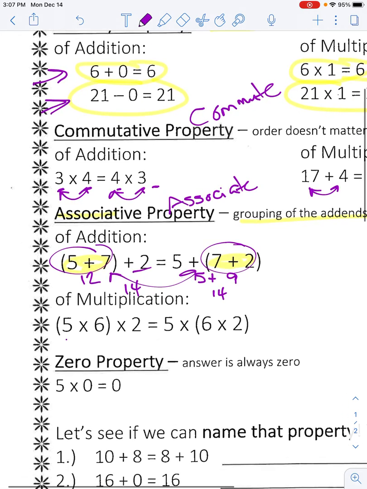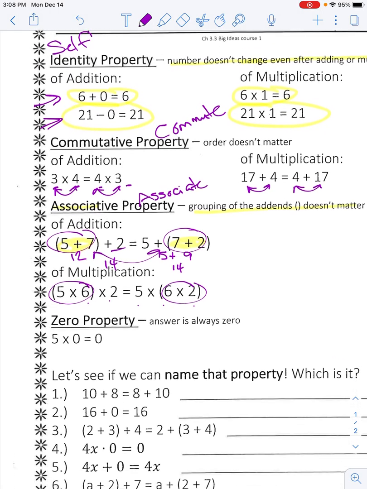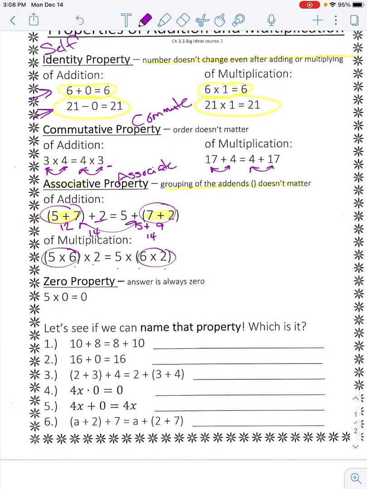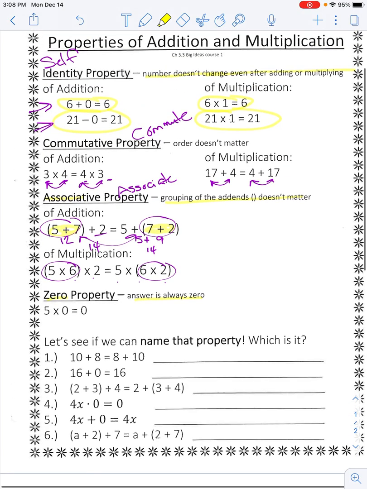Same thing with multiplication. 5 times 6 times 2, 5 times 6 times 2. On the left, 5 and 6 are hanging out. On the right, 6 and 2 are hanging out. So think of associative property as who you're hanging out with. And then the last one's easy. Zero property. Well, 0 has to do with 0. Anything times 0 is 0. Let's see if you can name that property.